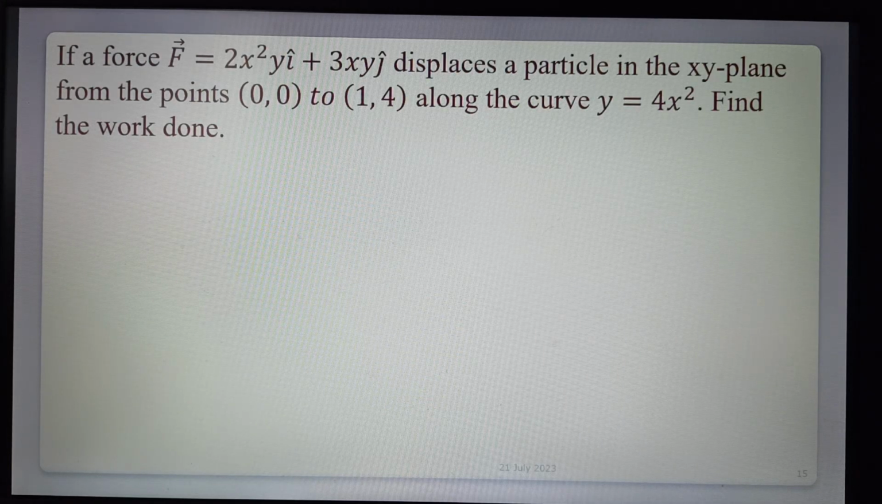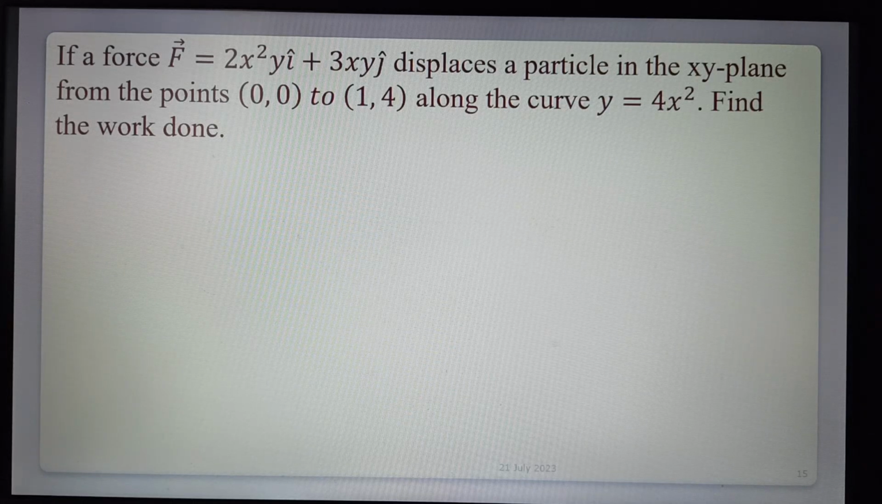Yeah, see the next question. If a force F bar is equal to 2x square y i plus 3xy j displaces a particle in the xy plane from the points (0, 0) to (1, 4) along the curve y is equal to 4x square, find the work done. The work done means also finding the line integral.